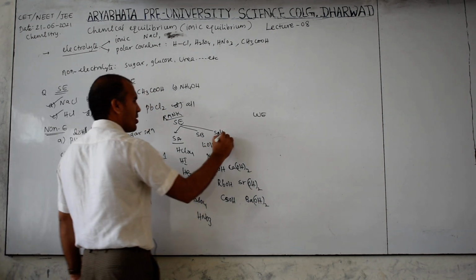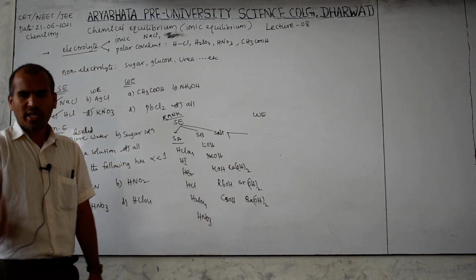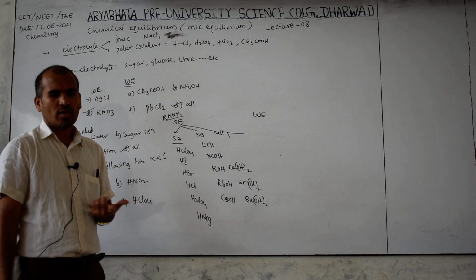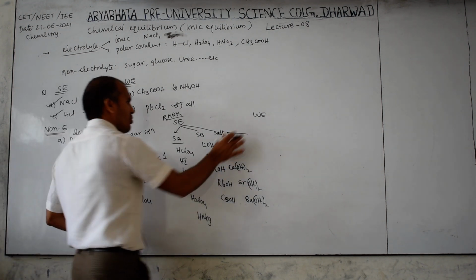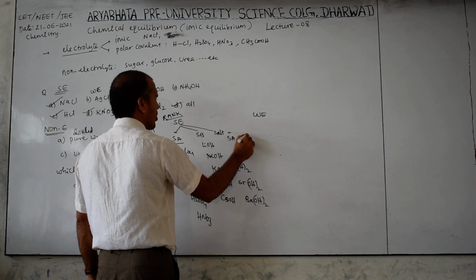Salts are of two types: completely soluble salts and sparingly soluble salts. The sparingly soluble salts are generally weak electrolytes. So which salts are strong electrolytes? Salts of a strong acid and a strong base.